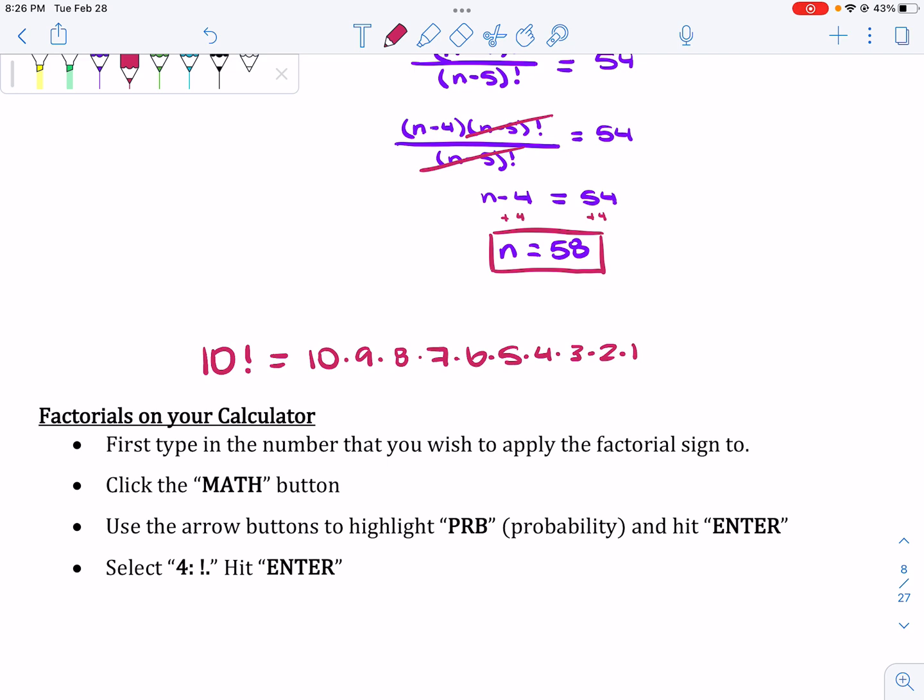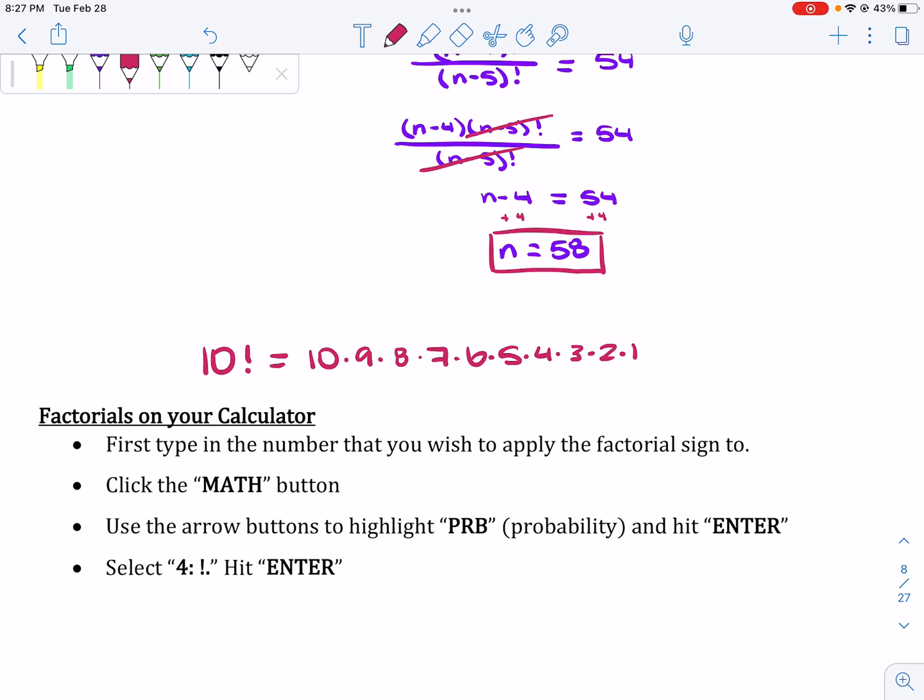But at what point is that going to be too much for you to want to do? Like, are you still going to want to do that if I asked you to determine 37 factorial? What about 98 factorial? I genuinely hope not. That would take you a lot of time.